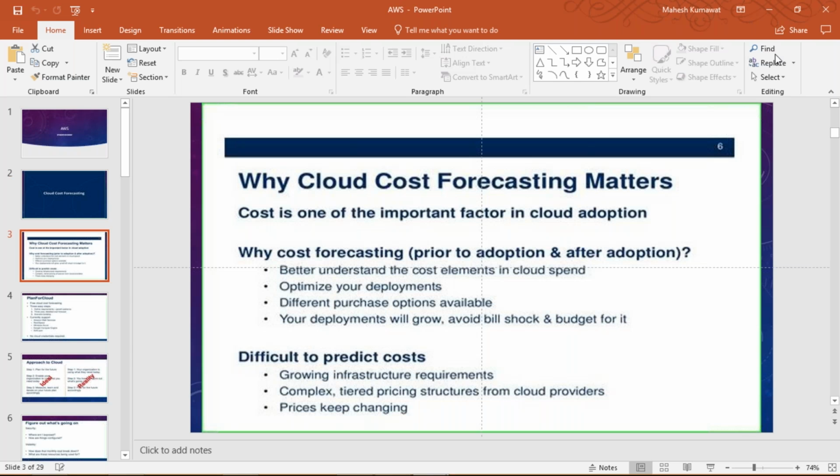So why does cloud forecasting matter for you? Could you please tell me, if I am the CEO of the company and anyone comes to me and says we can go for the cloud, does it matter for me or not? Yes, it matters, because if we go for the cloud, one thing is we can reduce our cost, and another is we can reduce our manpower, because everything depends on the cloud where we are hosting all our infrastructure.